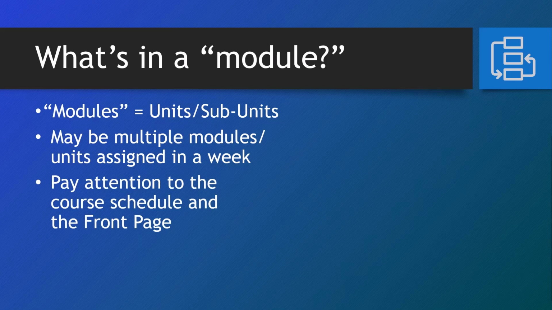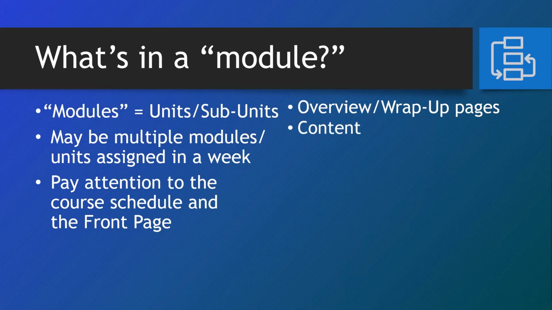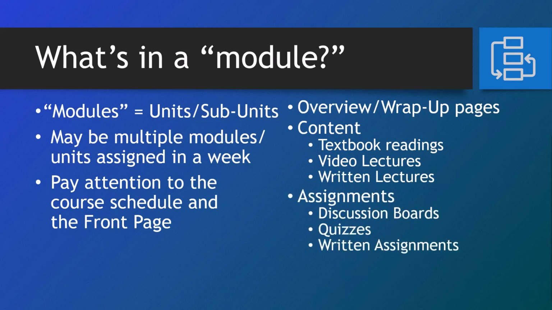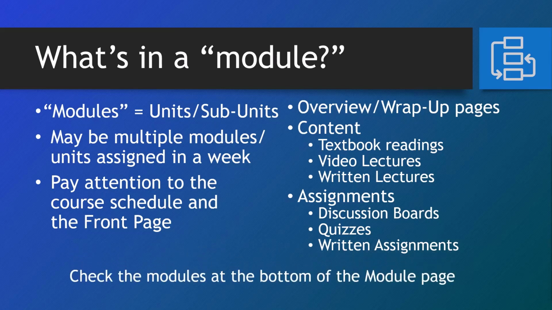Each content unit, module, has an overview page telling you what is covered in the module, followed by the content, textbook readings, and video and written lectures. You'll also find the assignments listed, such as the discussions, quizzes, and other assignments. Again, it may look long, but don't let that put you off. Oh, and there are resource modules at the bottom of the page. That's where you will find the extra credit options and the tips and tricks module.